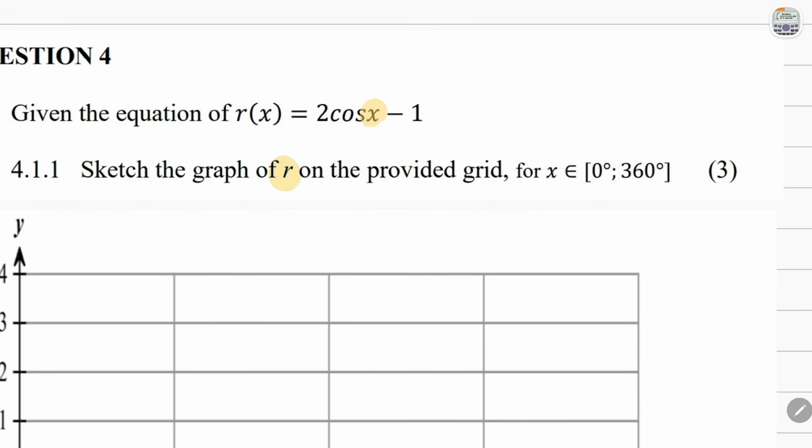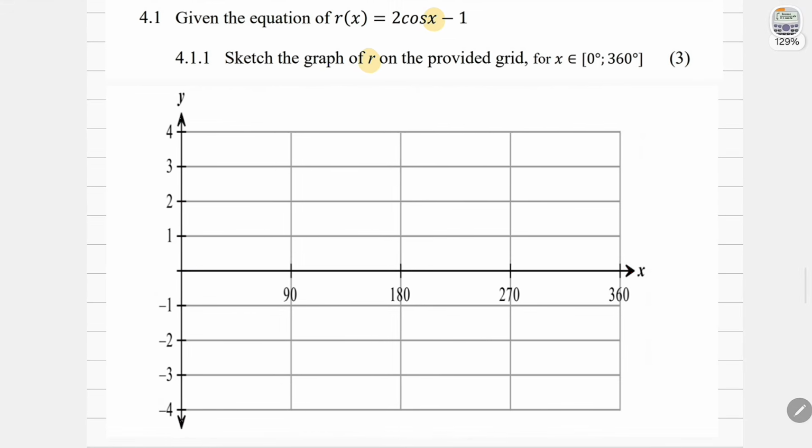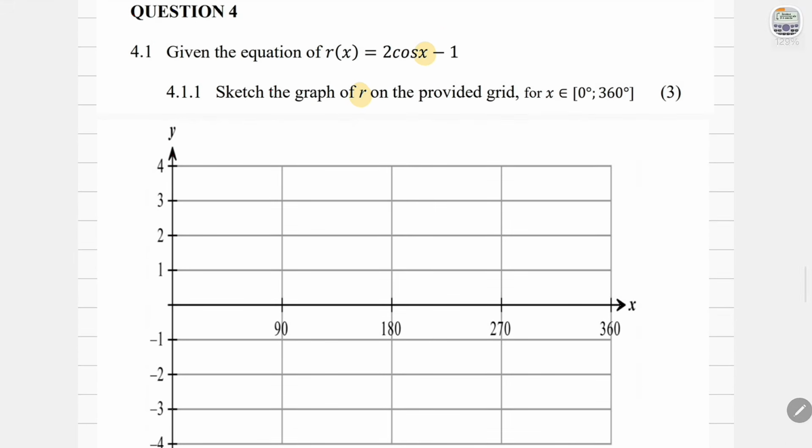Do you notice how this is just still cos x? The coefficient of x is 1. So the period of this graph has not been changed. It's still functioning as that original cos graph. The period still runs the same. So we don't have to change any of these. Okay, we can just go ahead and find the values of 2 cos x minus 1 at 0 degrees, 90 degrees, 180, 270, and 360 degrees.